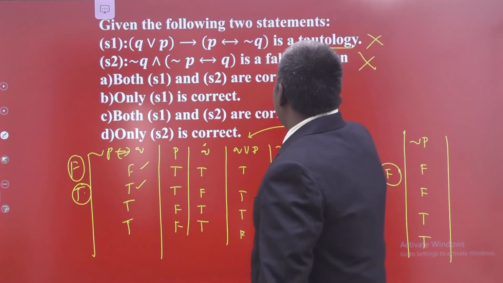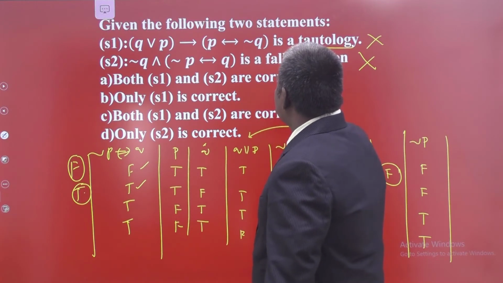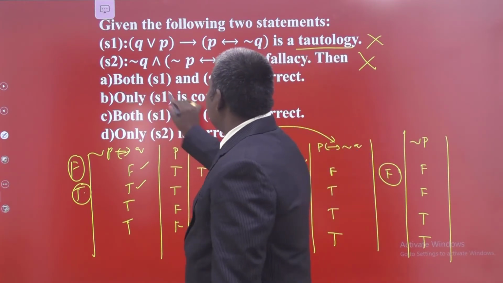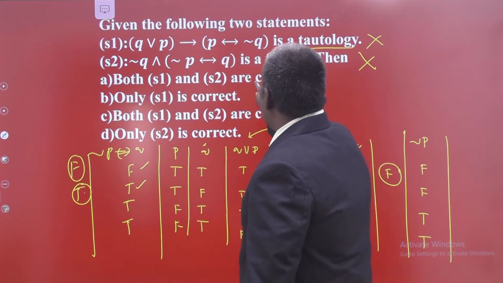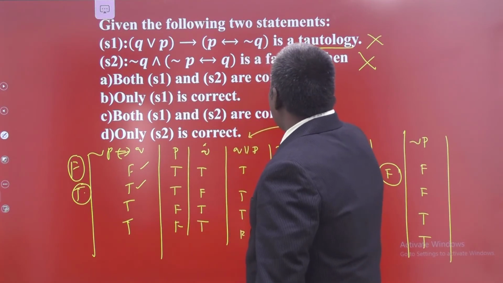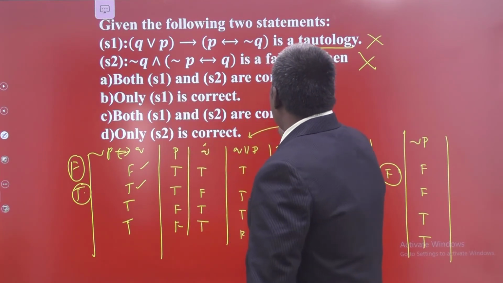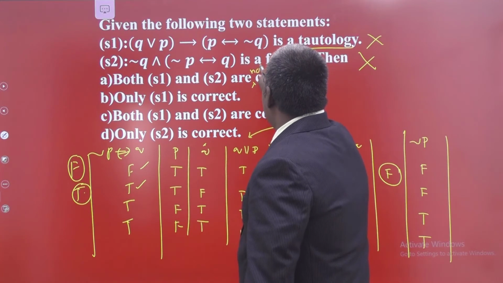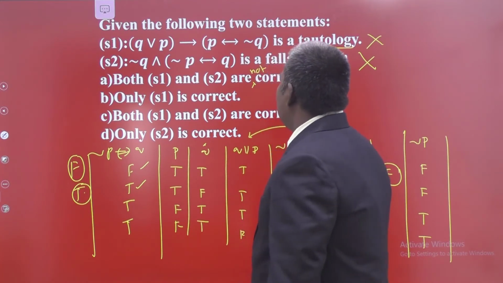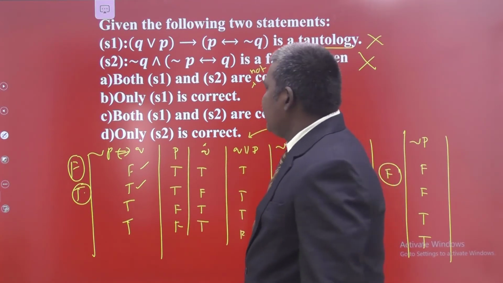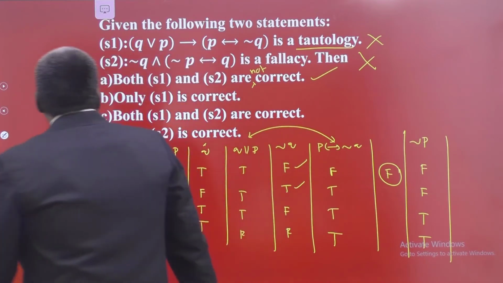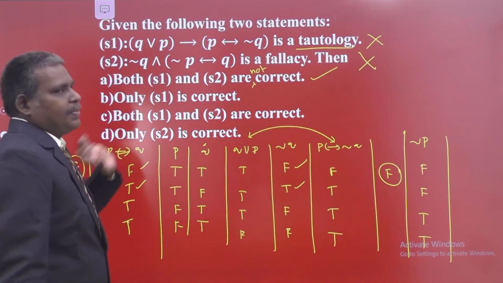Therefore, both S1 and S2 are not correct. Both S1 and S2 are correct is the option here, but one of them should not be there. Both S1 and S2 should not be correct. In this manner, we can check the results of the two statements.